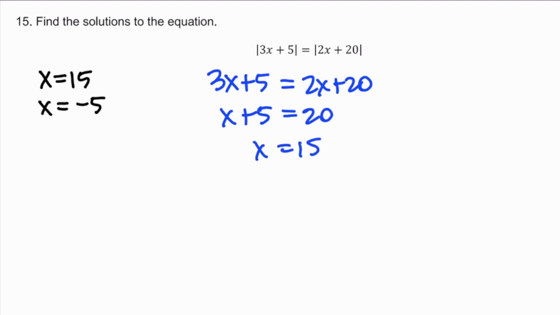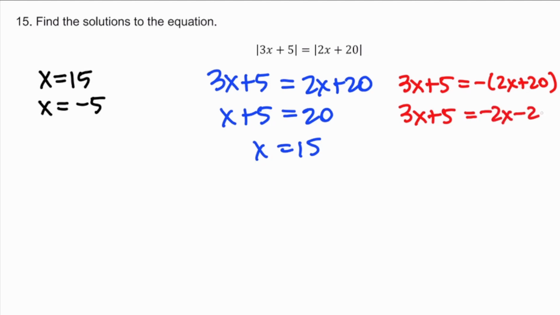Or it could be the case that they were exactly opposite. So like 3x plus 5 was the negative of 2x plus 20. Then they would still have the same absolute value. And so I could distribute this and say 3x plus 5 equals negative 2x minus 20.